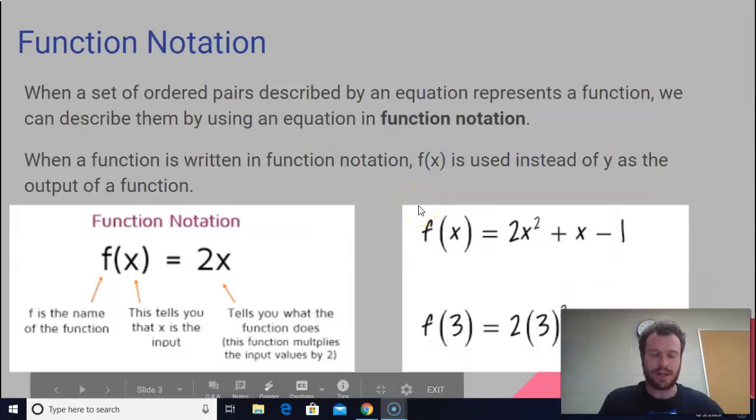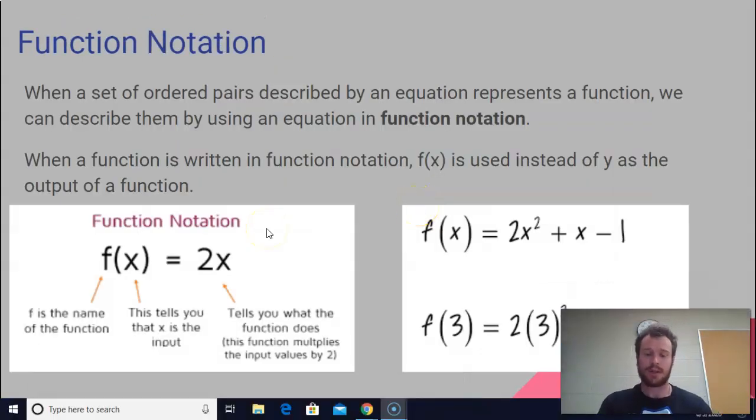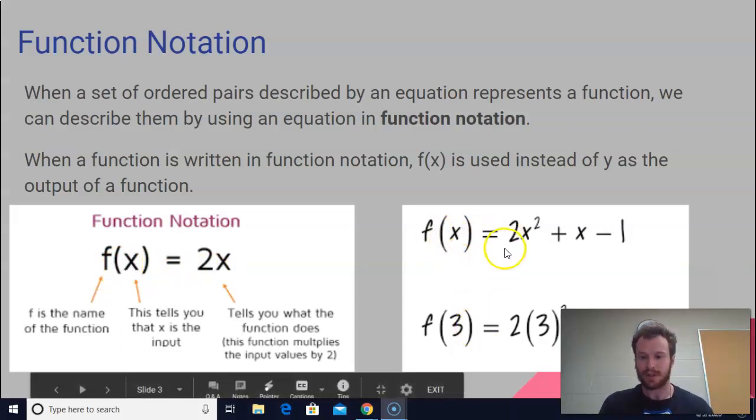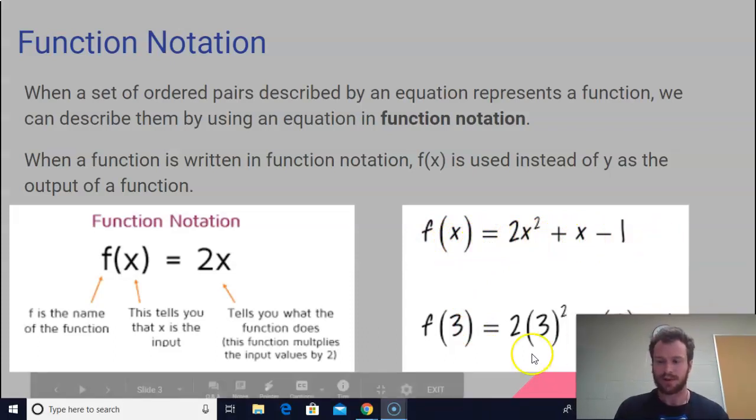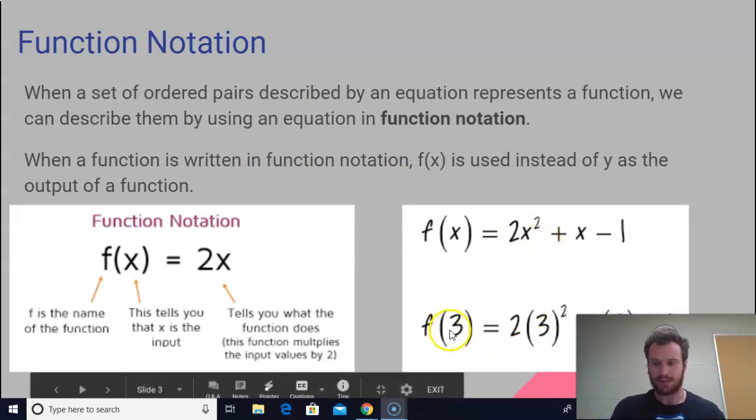Now let's talk about function notation. When a function is written in function notation, it looks like an equation, but instead of y, you have f of x. So here are a couple of examples. Here's an equation, f of x equals 2x squared plus x minus 1. And then here's an equation where we are substituting 3 into f of x. Everywhere you see the x, we're just substituting in 3 and evaluating.